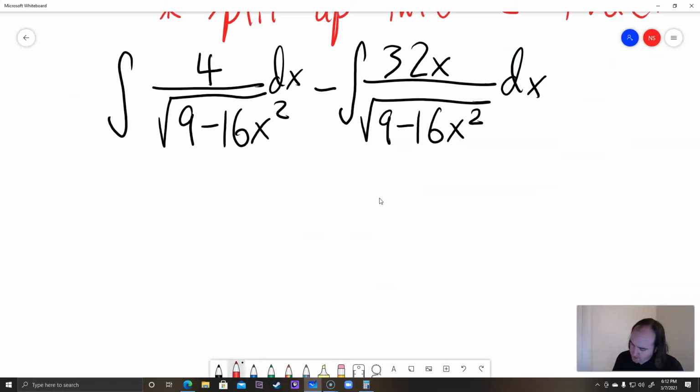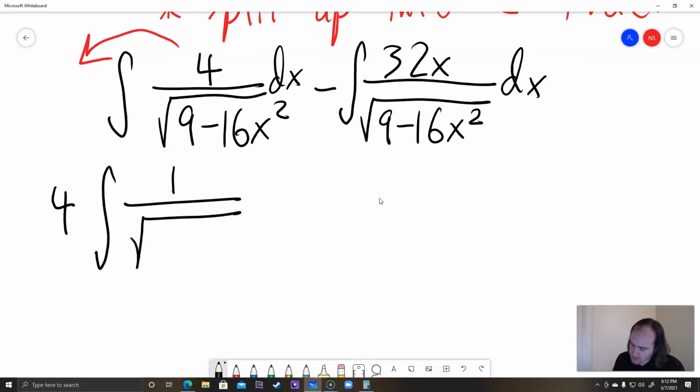All right, so this one, we're going to rewrite it. We're going to bring the 4 out front. So we're going to have 4 times the integral of 1 over the square root. Well, we know that 3 squared is 9, because 3 times 3 is 9, so we can write that as 3 squared. And then what squared gives us 16x squared? Well, we know that 4 squared is 16, so 4x quantity squared is going to give us 16x squared.